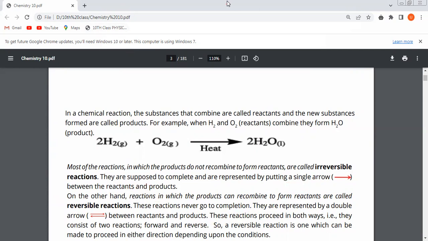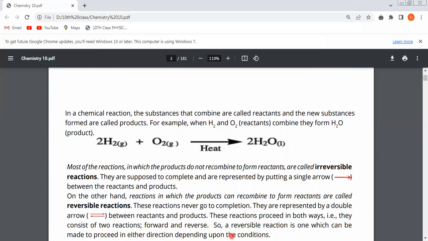On the other hand, reactions in which products can recombine to form reactants are called reversible reactions. These reactions never go to completion. They are represented by a double arrow between reactants and products. These reactions proceed in both ways. They consist of two reactions, forward and reverse reaction.